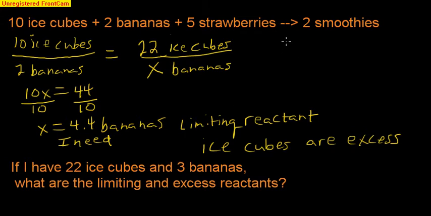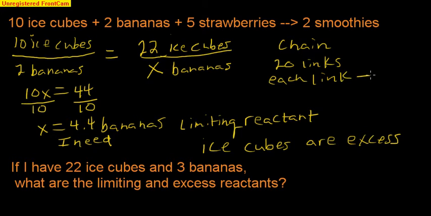Another maybe useful analogy to think of is if I've got a chain, and any particular chain has 20 links in it. So let's say that each one of these links can hold 100 pounds, except for the last link. The last link can only hold, we'll say, 50 pounds.